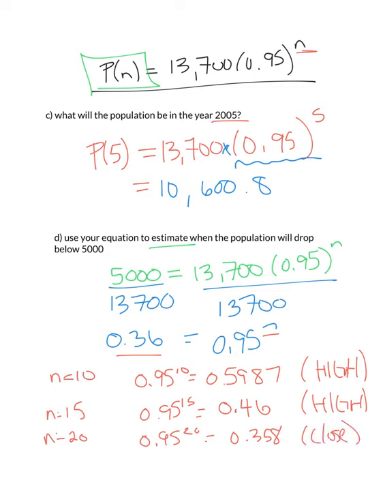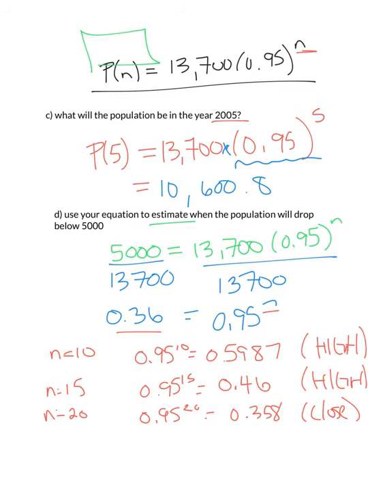It's maybe a little bit too low, not too bad at all. I'm going to go ahead and just try 19 to see what my answer is. So 0.95 to the 19, and I am going to get 0.377. So what I know is that 19 years after 2000, so in the year 2019, my population is still a little bit above 5,000, but somewhere in that year, before 2020 and in the year 2019, that population dips below 5,000. So we can say, therefore, in the year 2019.